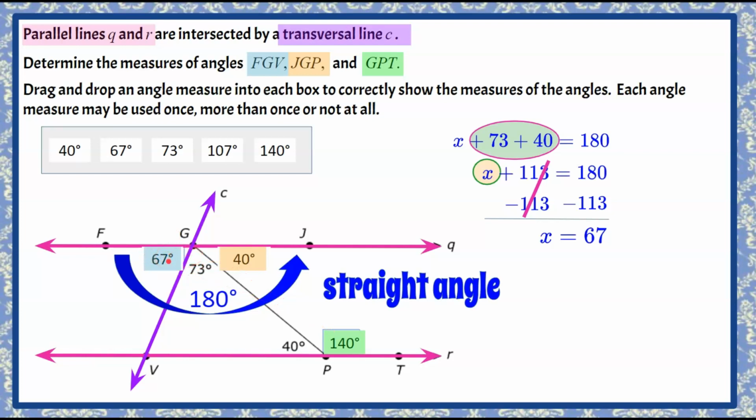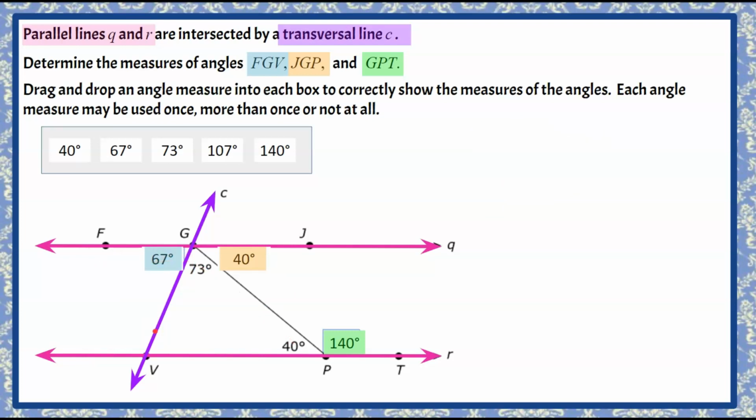All right, so we have our three unknown angles, but I want to show you another way to find this angle FGV. Right here, FGV. So let's clear our workspace. So now I want to look at this. We have a triangle formed here. So we're going to use the Triangle Sum Theorem. 73 plus 40 plus what equals 180? Well, we know it's 67 because we just did that same math up here. 73 plus 40 plus 67 was 180. Same thing here. 73 plus 40 plus 67 will be 180.